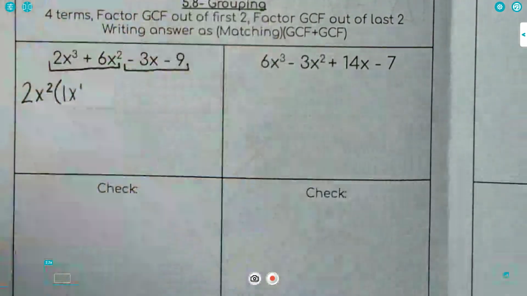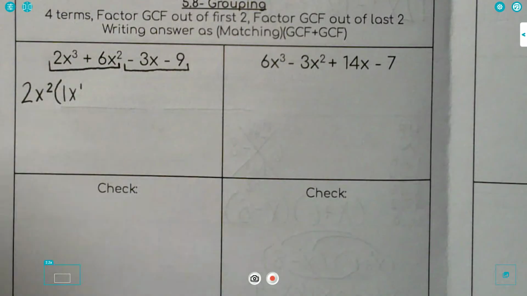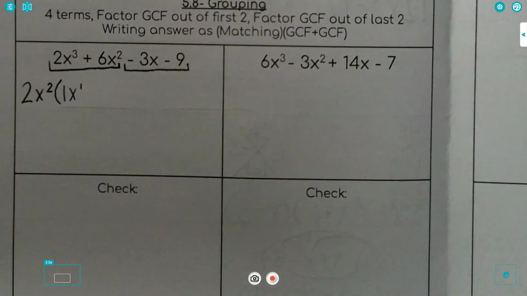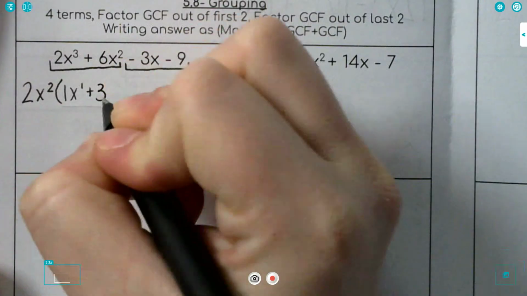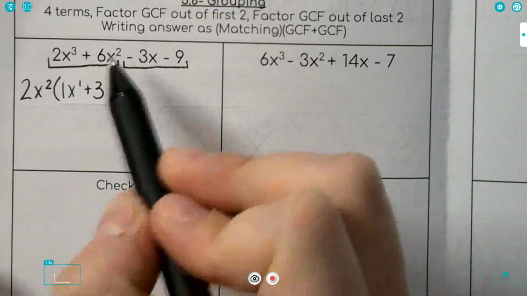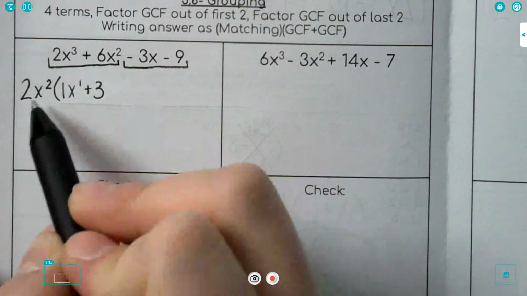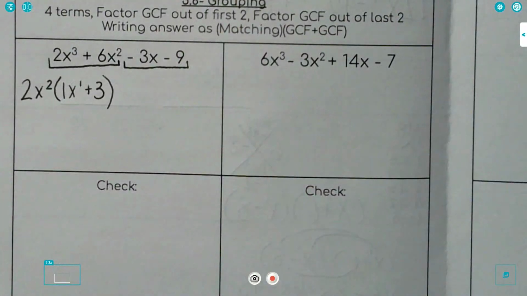So you can write 1x to the first. You can write x. You can write 1x. You can write x to the first. Any of those options are the same. It's just like we can add in those imaginary ones. We can also take them out. Okay. 6x squared divided by 2 is 3. So the 6 divided by 2 is the 3, and then x squared, factor out both of them. There are no more x's left. So I've got 1x plus 3 in that set of parentheses.